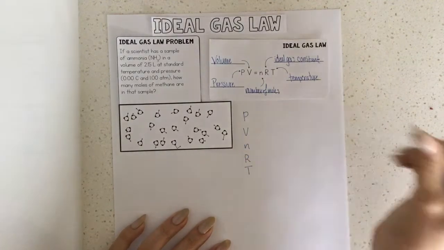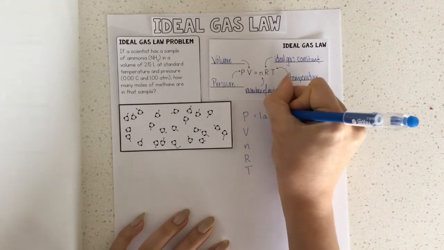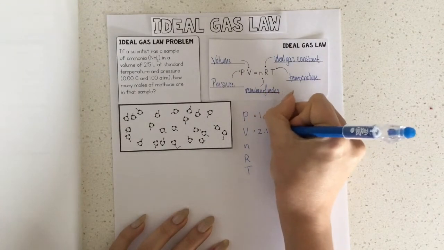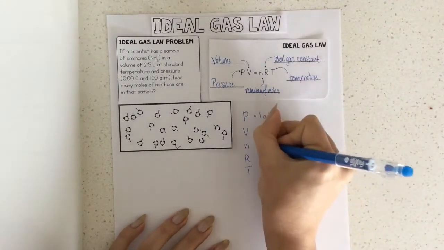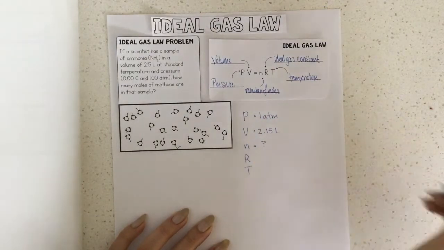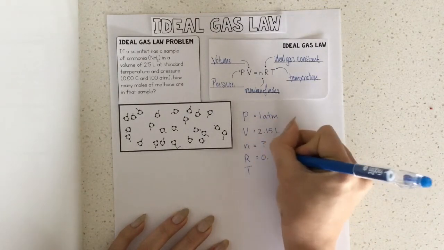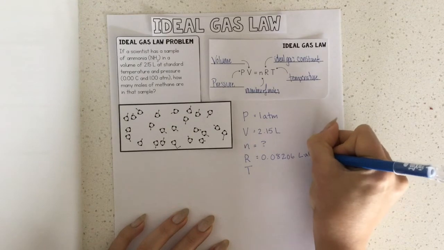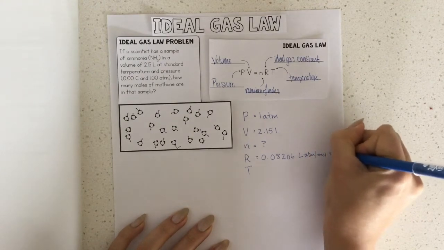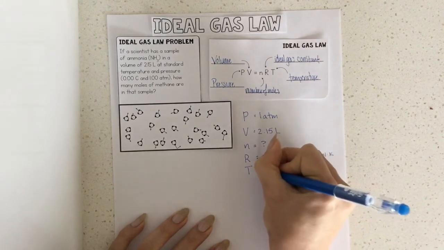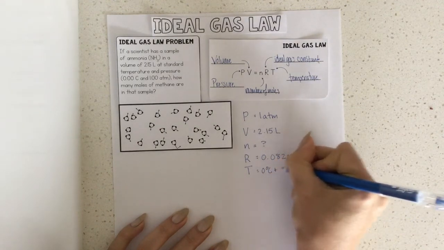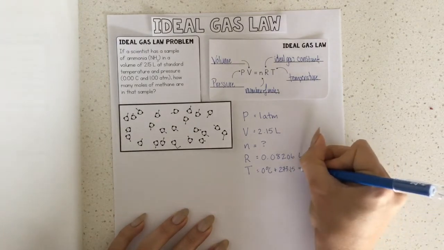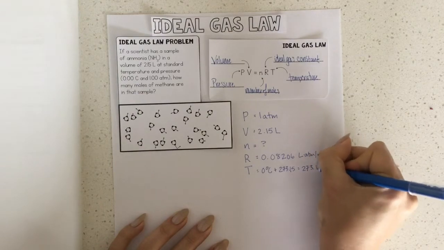They tell us the pressure, that's 1 atmosphere. They tell us the volume, 2.15 liter. We don't know the number of moles, that's what we're trying to find. R is just a constant. That's in liters, atmosphere, per mole Kelvin. And the temperature, 0 degrees C plus 273.15, because we can only do gas law equations in Kelvin. So 273.15 Kelvin.